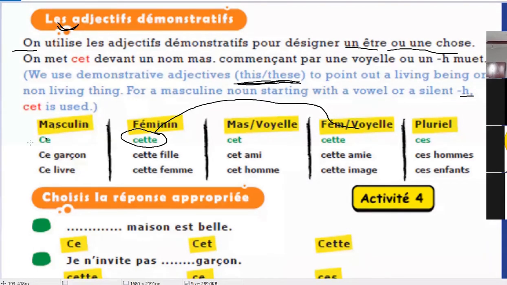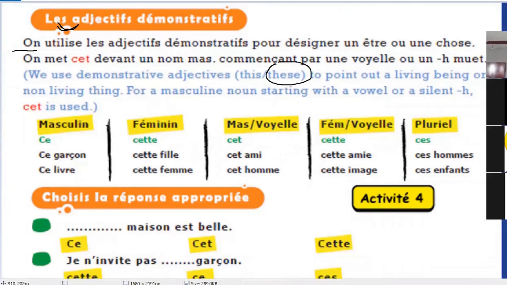Now you know very well we have three kinds of "this" in French. First one is ce with masculine. Second one is cet with masculine starting with a vowel. Third one is cette for feminine, or feminine starting with a vowel. Now we have only one left, and that is these. Let's see how we say these. For these we have only one word, and that is ces. Whether it is masculine or feminine, we use ces, which means these. Whether it is starting with a vowel, consonant or H, if it is plural, you will use ces.